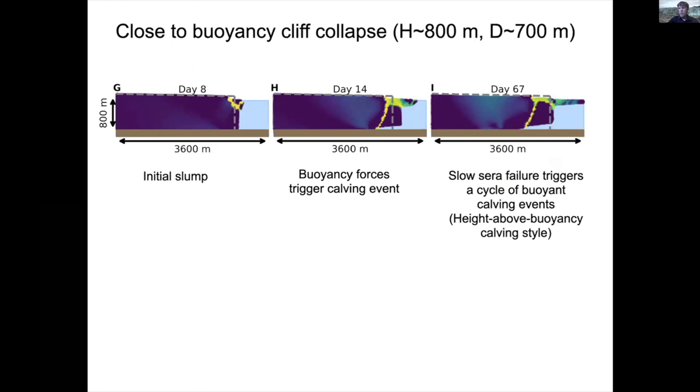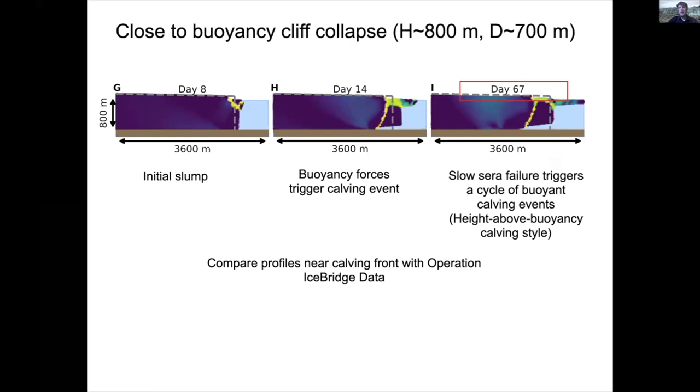And then what happens is that it is stable for a long time, as viscous flow and slow erosion from the top of the cliff, in these little avalanches, serac failures, as we're calling them, result in a stable cycle of these buoyant calving events. They look a little bit suspiciously like the height above buoyancy calving that people used to talk about a little more, where you thin towards buoyancy and then you break off.